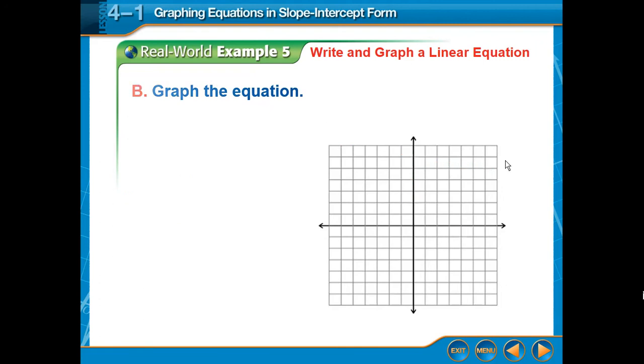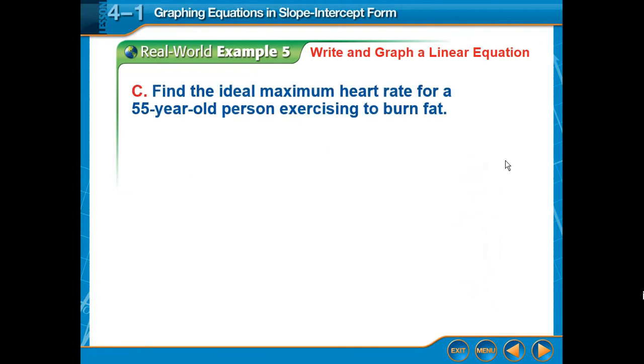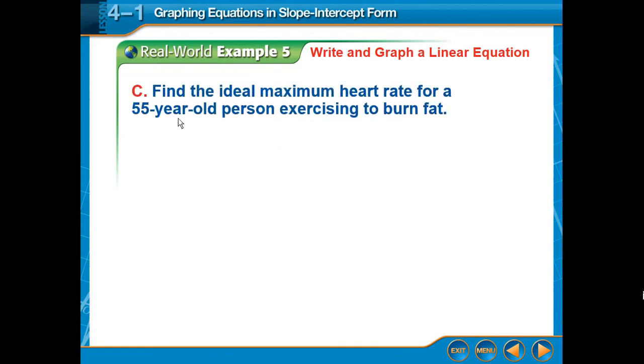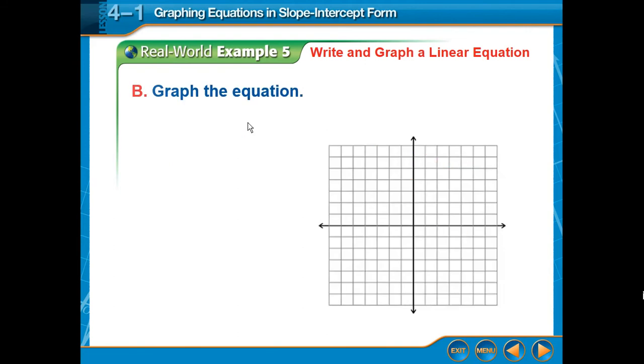Sorry. Okay. Find the ideal maximum heartbeat for a 55-year-old person exercising to burn fat. So again, we're going to use this equation. y equals negative 3x plus 117.